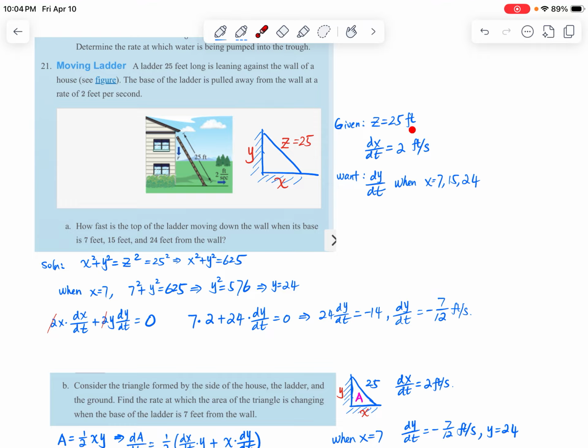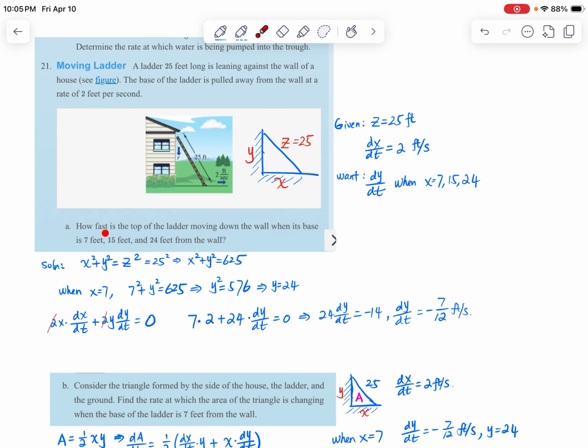Z is 25 feet. And we do know that the base of the ladder is pulled away at this rate, 2 feet per second. In other words, dx/dt is 2 feet per second. We have to use positive 2 because this distance is getting larger and larger. So this is positive. Now what do we want?